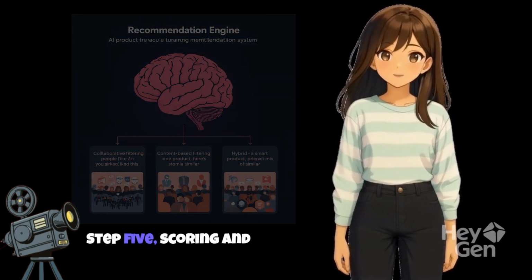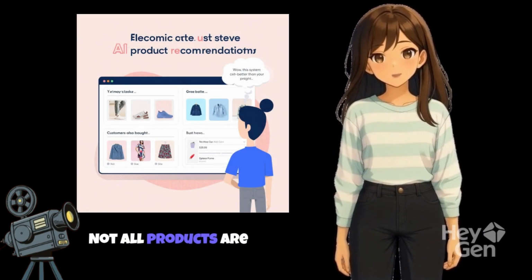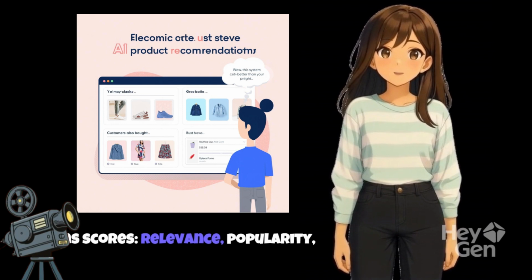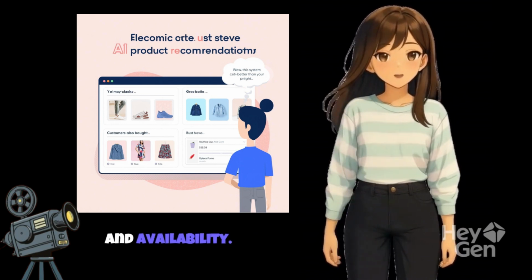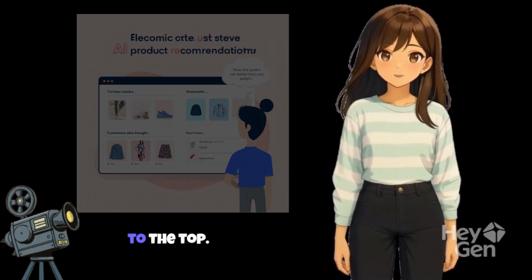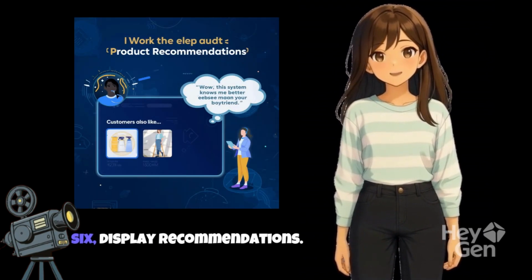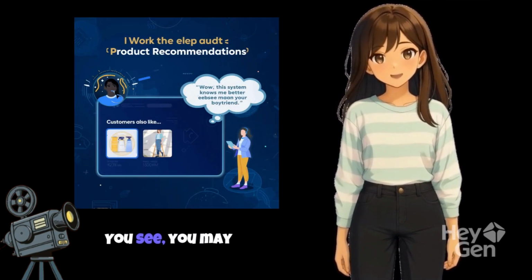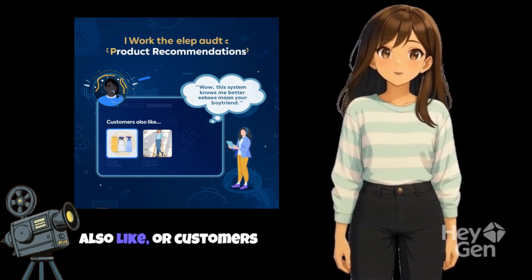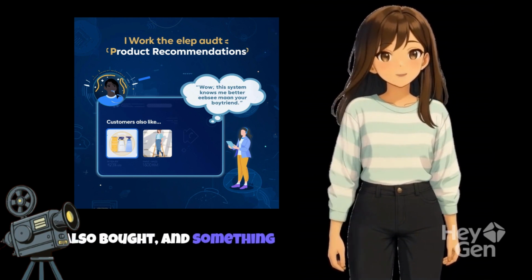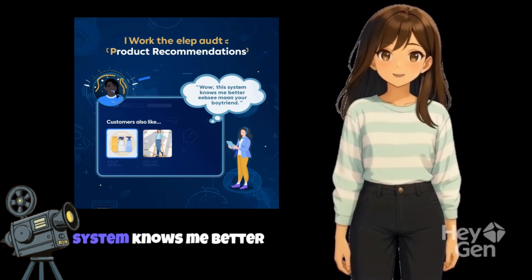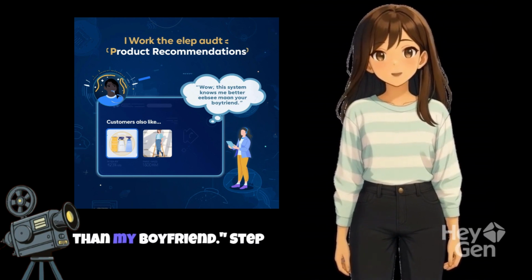Step 5, scoring and ranking. Not all products are equal, so the system assigns scores: relevance, popularity, and availability. Only the best rise to the top. Step 6, display recommendations. You see "You may also like" or "Customers also bought," and you think, wow, this system knows me better than my boyfriend.